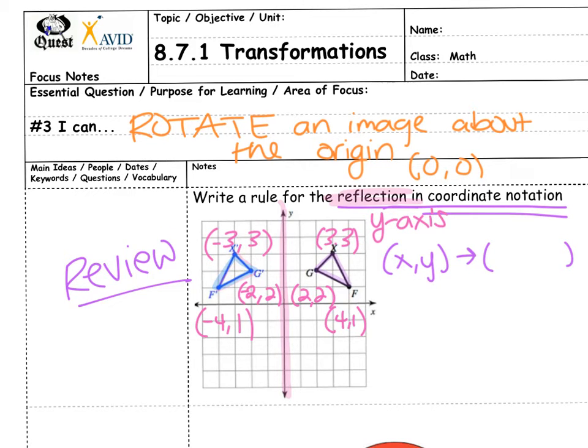We can simply look at these new points and look at our relationship. I noticed that in each of these cases, my X became an opposite. So the rule for reflecting across the x-axis is my X is going to become the opposite of what it was, but Y stays the same. So without even using notes and just writing out the points again, we can figure out the relationship in coordinate notation.